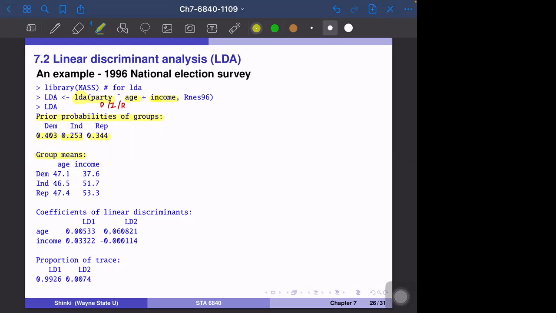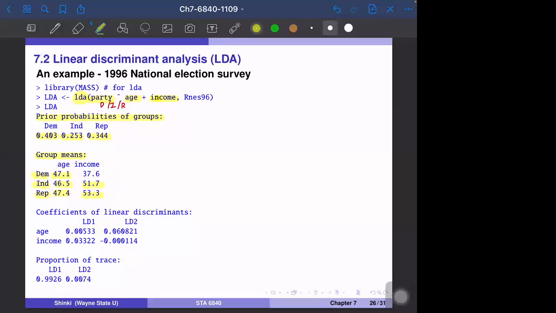So for Democrat, on average, the age is 47.1 and the income is 37.6. And for Independent, slightly more income and the age is almost the same. And for Republican, almost the same age, slightly higher, and income higher than Democrat.